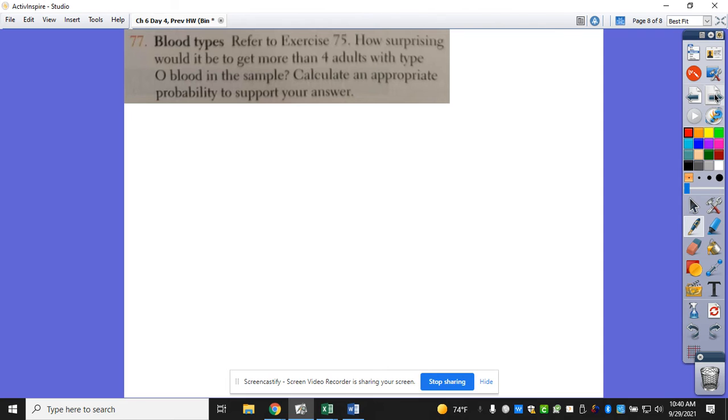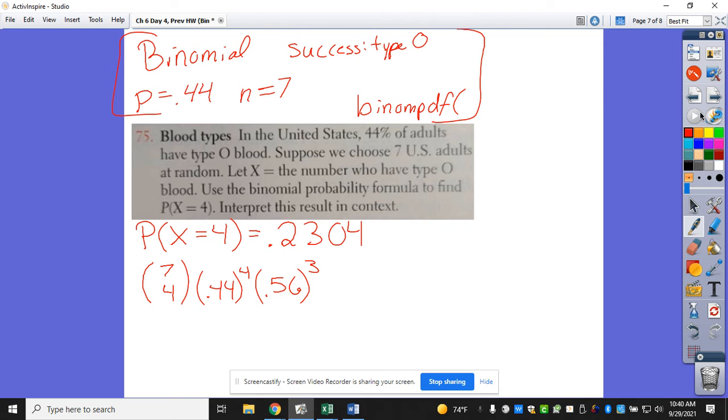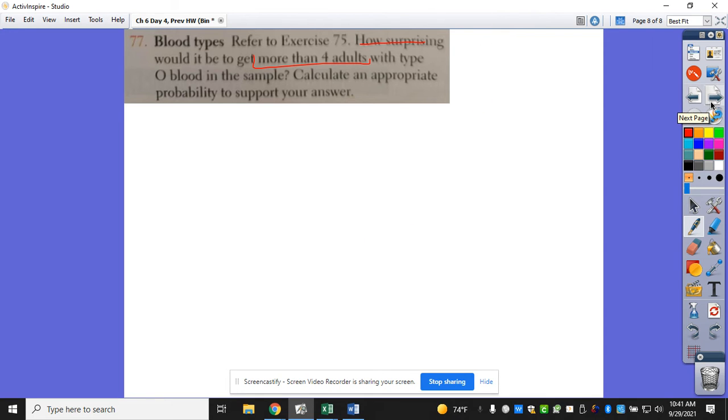All right, so 77, you're using the same one, except this time it says greater than or equal to 5. So this all still applies to the same problem. Now we're writing it as P parentheses what? Greater than or equal to 5. That's which numbers? 5, 6, 7. But could you also do greater than or equal to 5? Yes, but it doesn't help you at all.